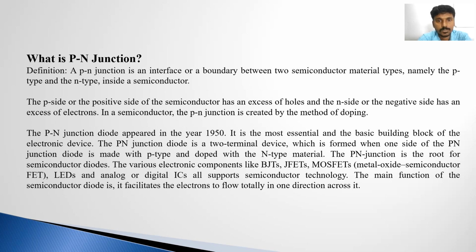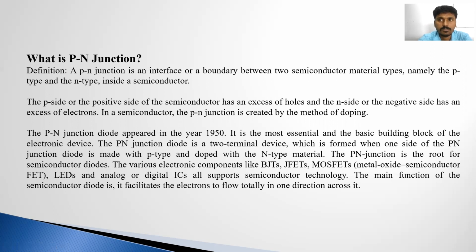Generally in a PN junction diode, we take two different materials, P type material and N type material. When these two materials are attached, the junction will be formed. The device formed by taking these two different materials is called a diode. This diode has two terminals, anode and cathode. The PN junction is the root for the power semiconductor diodes.